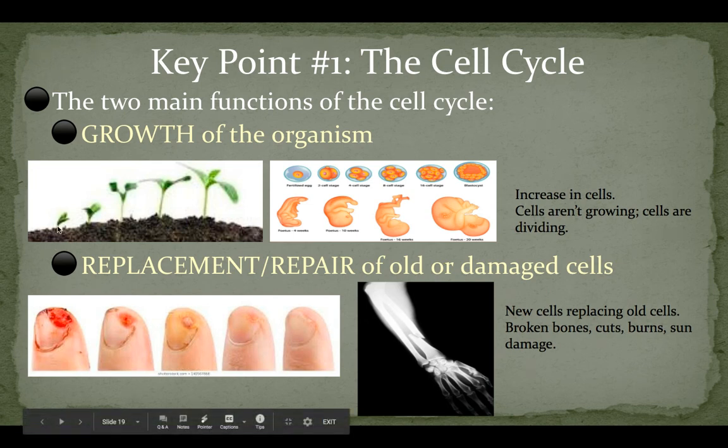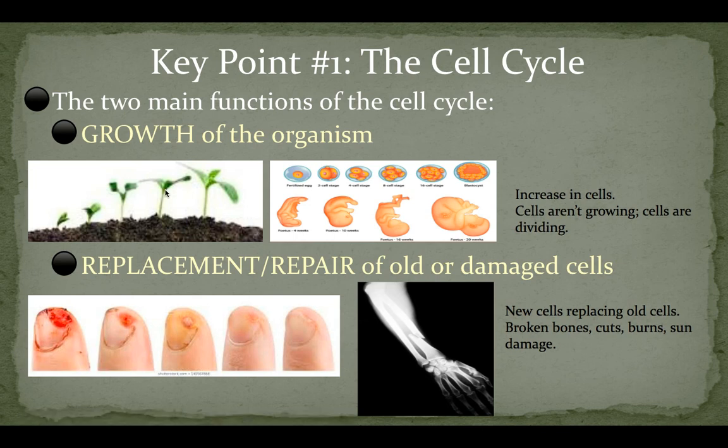So here's a little plant. Think about when it was a seed. It's growing bigger, not because its cells are growing bigger, but because its cells are dividing, making more cells. Here's an example of a human. There's the fertilized egg. It is growing and dividing. The cell is not growing. The cell is dividing, making more cells, and then the organism grows.